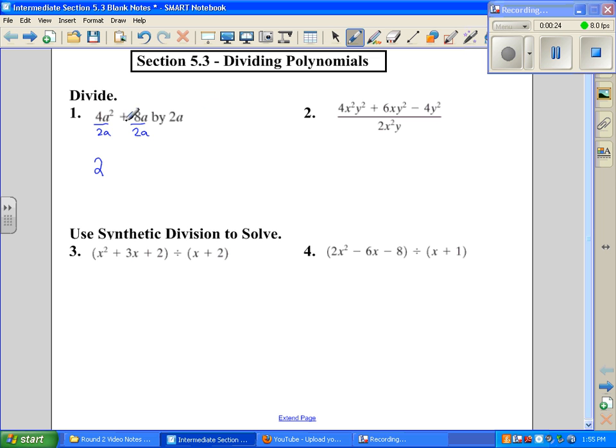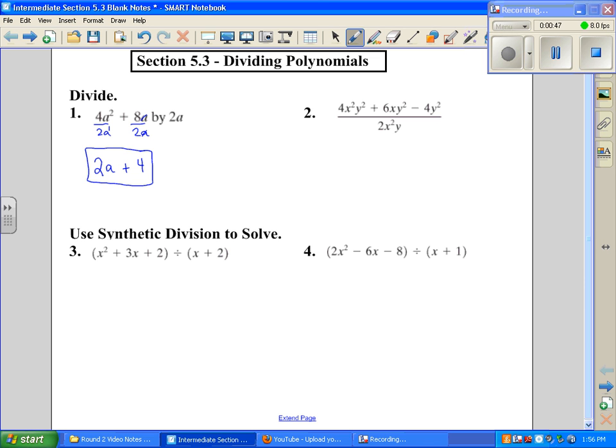And then when you divide like bases, subtract the exponent. So remember, there's a known 1. So 2 minus 1 is 1. And the one that's left over is in the top of the fraction. Okay? And the next one, we're going to say 8 divided by 2 is a 4. And then these a's cancel each other out. So we're just left with 2a plus 4.